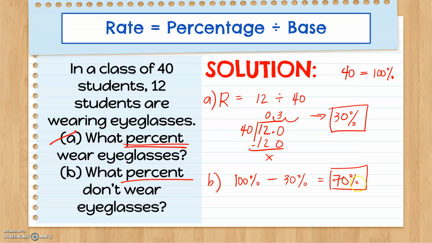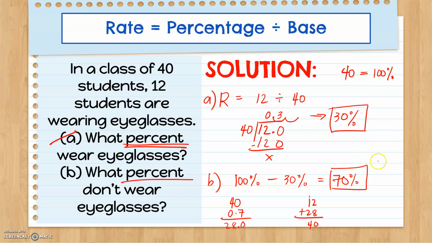For us to check if 70% is correct, we can just simply multiply it by 40. Remember, finding the percentage. So this will give us 28. That means there are 28 students who are not wearing eyeglasses. If 12 students are wearing eyeglasses, then 28 students are not wearing eyeglasses, and that will give us a total of 40 students. So our answer is correct.